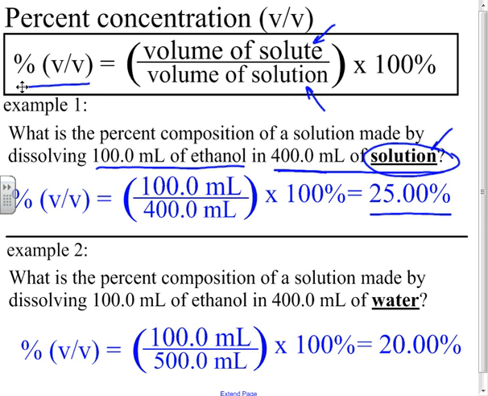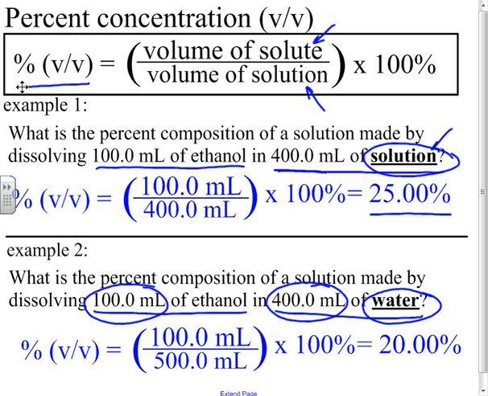Watch this next problem carefully. What is the percent concentration of a solution made by dissolving 100 mL of ethanol, so that is the solute, in 400 mL of water? Now that is not the solution, that is just the solvent. The solution is the sum of the solute and the solvent. So here we do not want to divide 100 by 400, but 100 by 500, which is the solute, the 100 mL of ethanol, and the solvent, the 400 mL of water, added together. So that would give us a 20% volume per volume concentration.